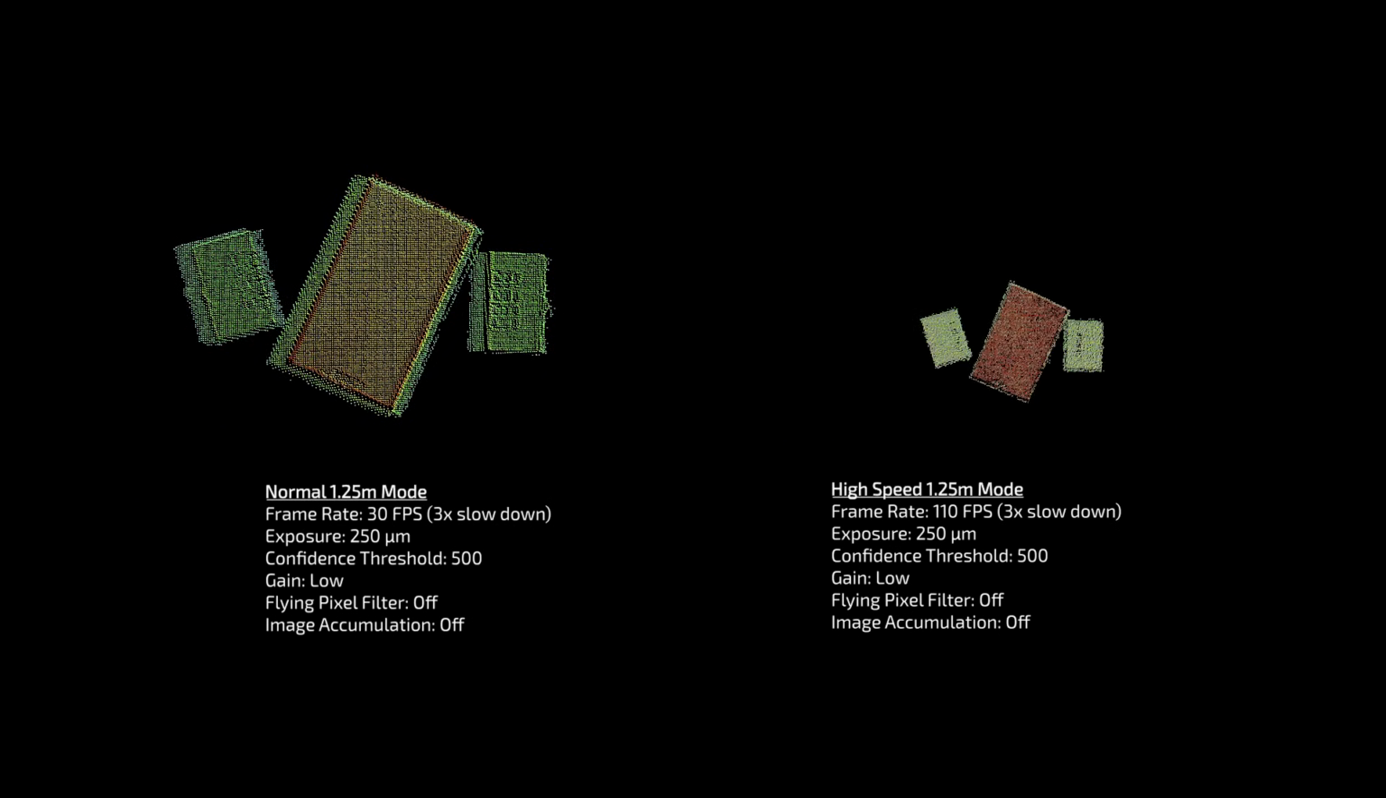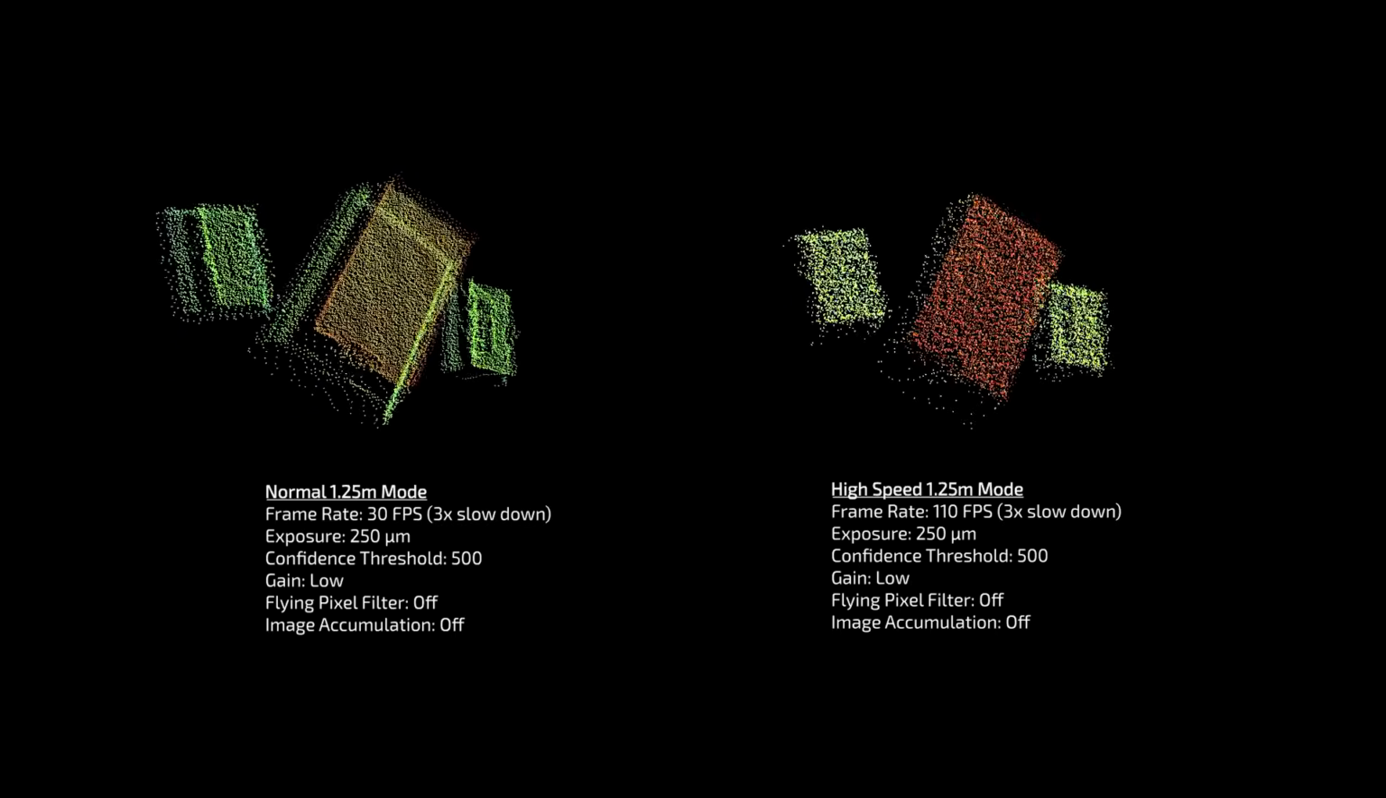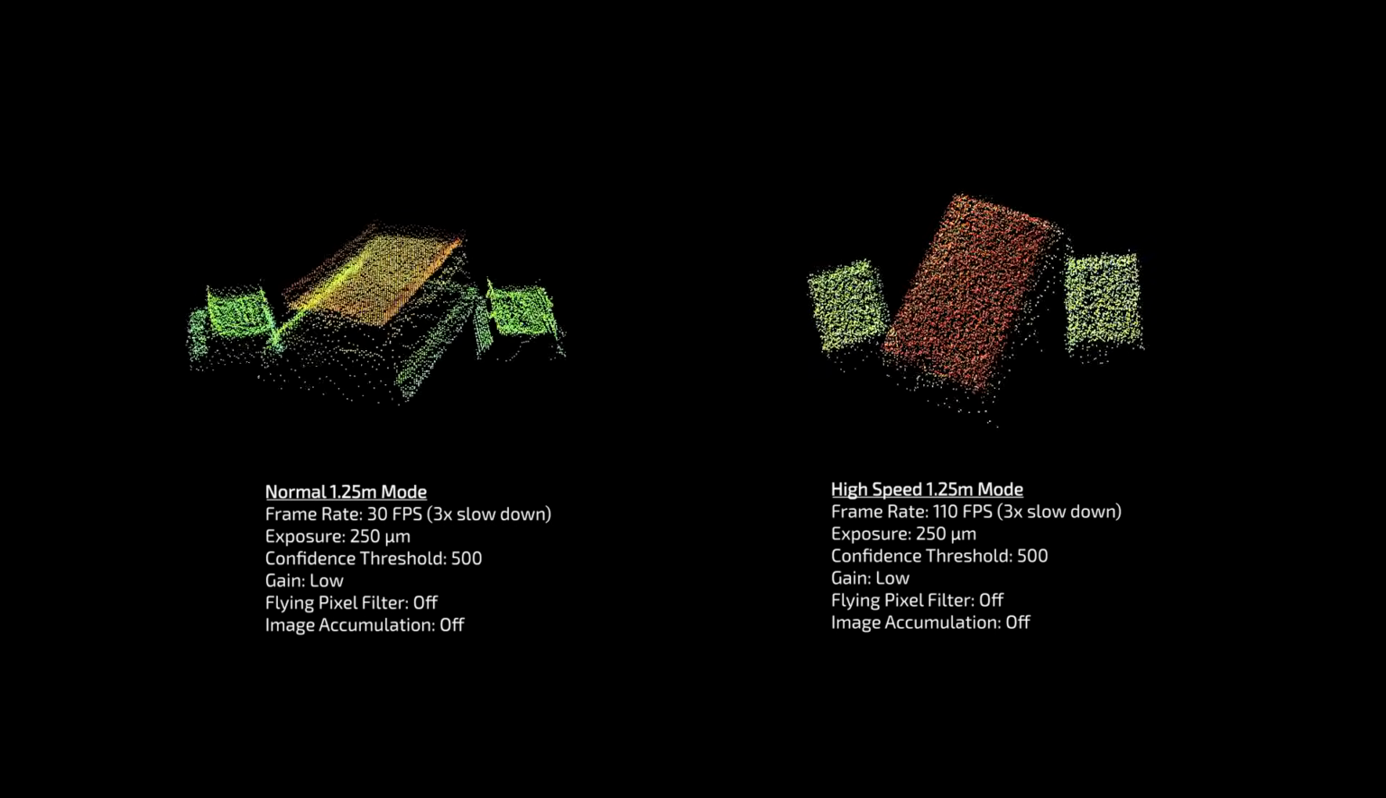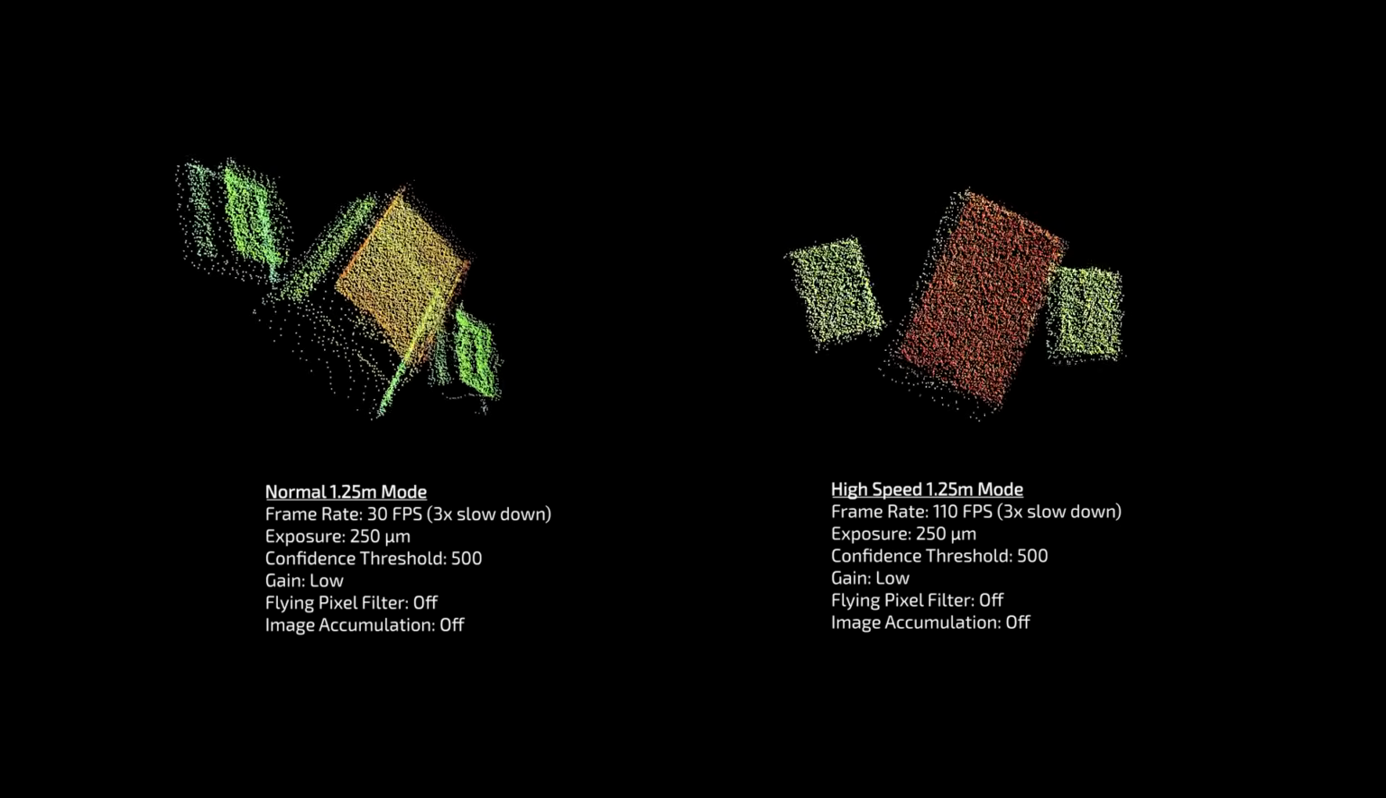Not only that, if we pause the video and analyze each of their point clouds, notice how normal mode is showing ghosting or blurring, creating distortions such as these slopes and spikes around the edges of the boxes, whereas the high speed mode point clouds, while lacking in precision compared to normal mode, retains the shape of the boxes without distortion. And those are our two quick examples of our high speed mode on our Helios2 Plus camera.